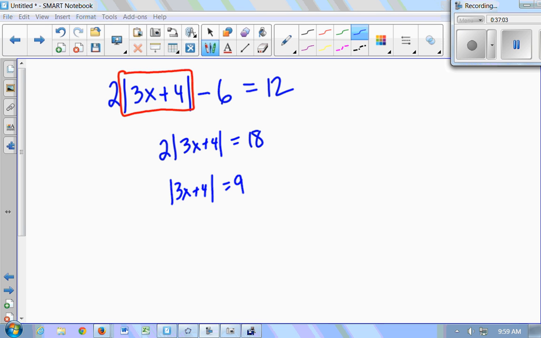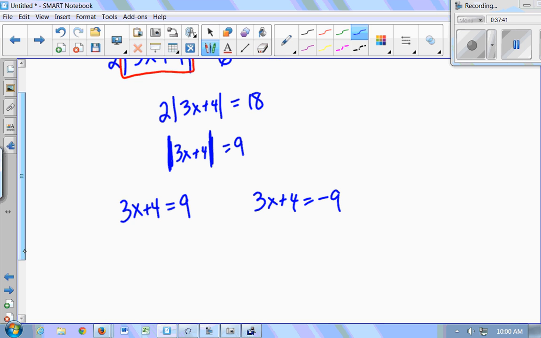So if the absolute value of something is 9, that means that something that I took the absolute value of could have been 9, but it also could be -9, right? Because the absolute value of -9 is also 9. So that means that 3x plus 4, that stuff inside there, could be 9 or it could be -9. So I set up 2 different equations. 3x plus 4 could be 9, or 3x plus 4 could also be -9. And then you solve both of these equations.